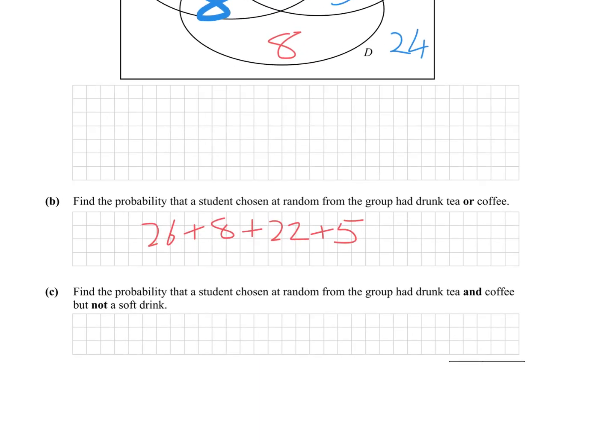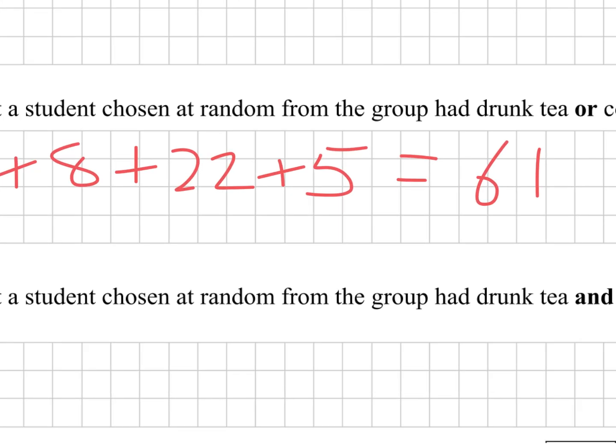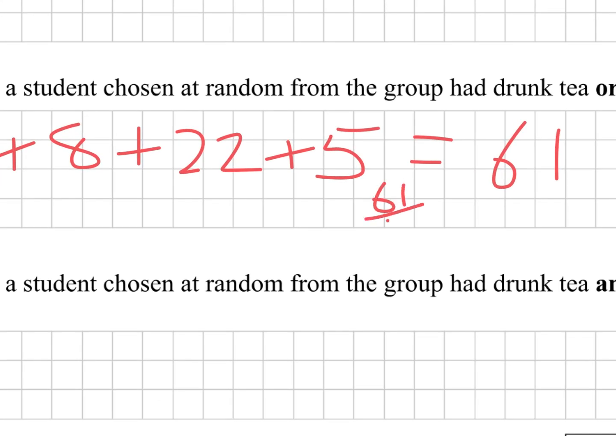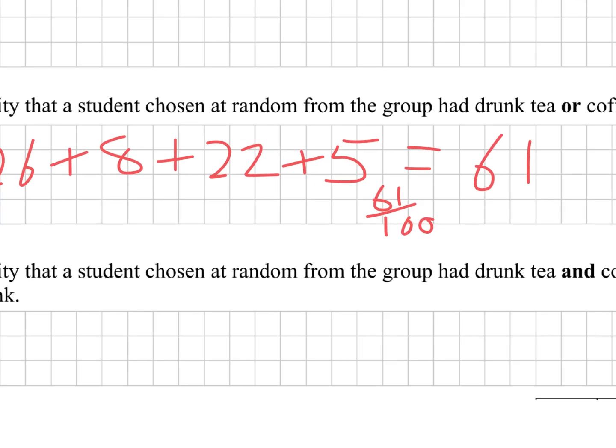So when I add all those up, 26 plus 8 plus 22 plus 5, that's 61 people, and that's going to be out of 100 people total. So 61 over 100 is our probability.